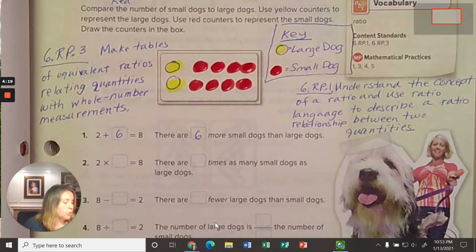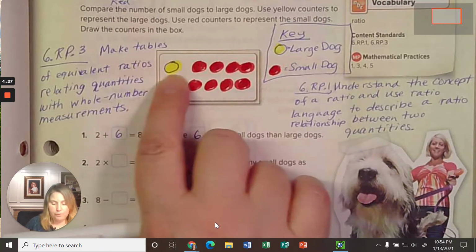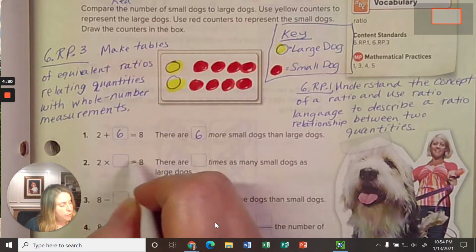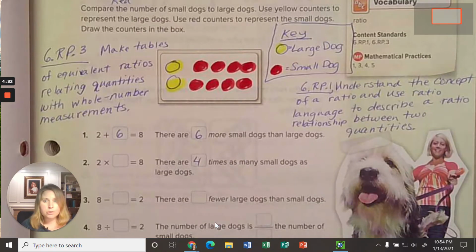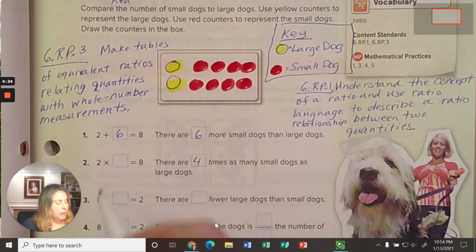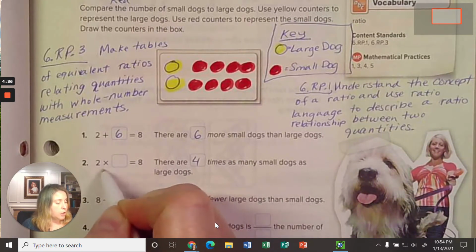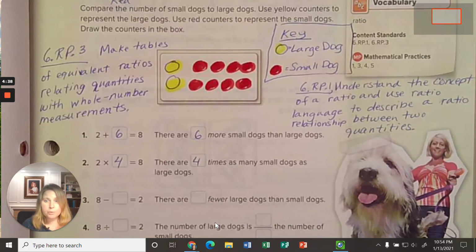Number 2, 2 times blank equals 8. There are blank times as many small dogs as large dogs. Okay, so 2 times 4 would give me 8. So there are 4 times as many small dogs as there are large dogs. And then in the number sentence here, it would be 2 times 4 equals 8.